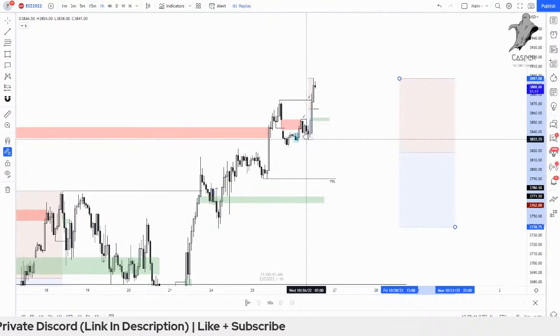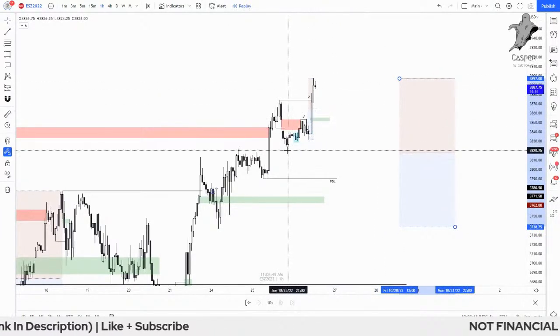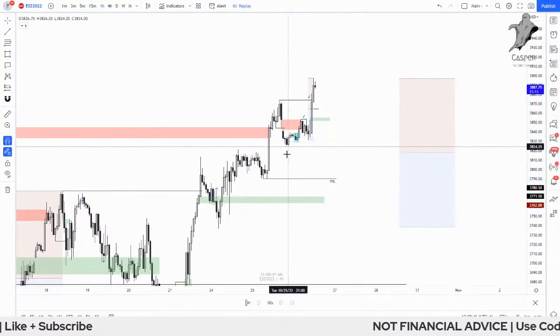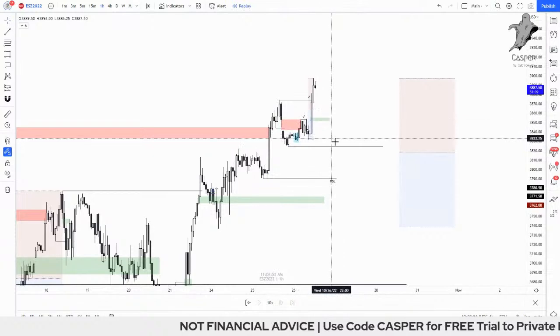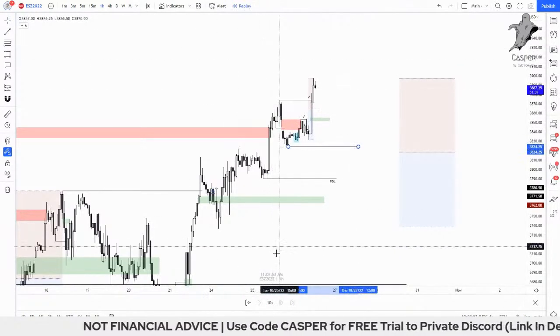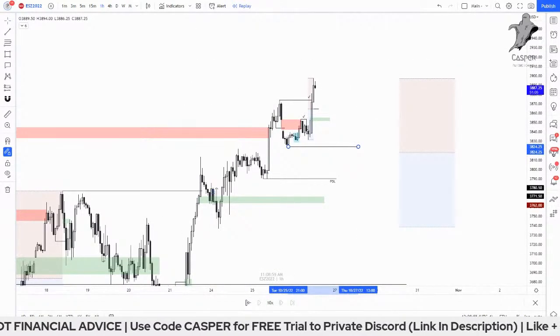And then now, the low hanging fruit would be up here, but we do have some liquidity in the form of equal lows, relatively equal, right above this discount pricing.